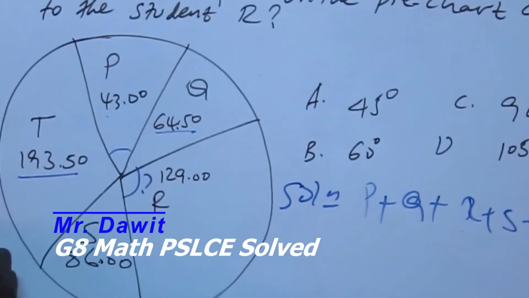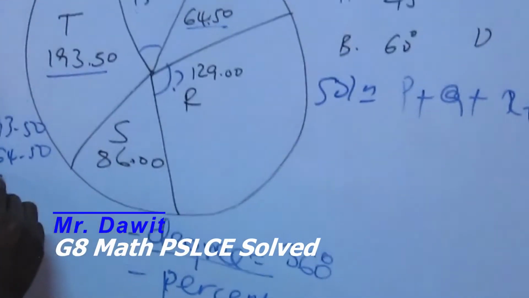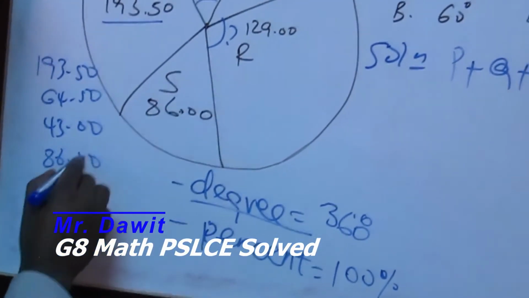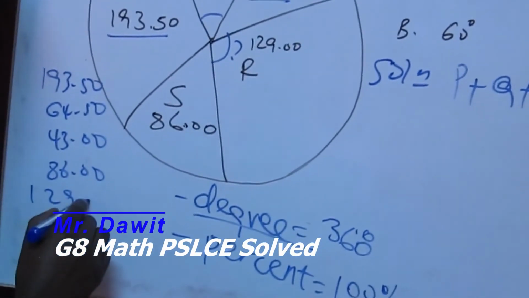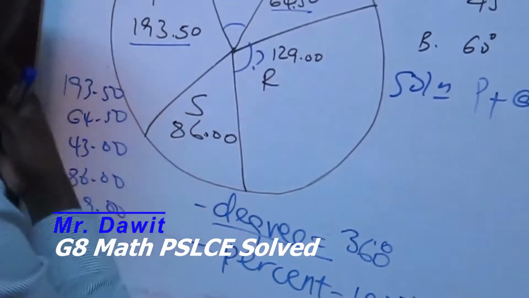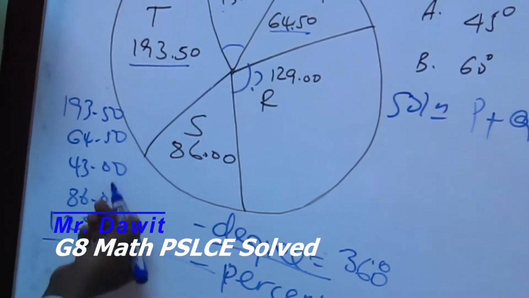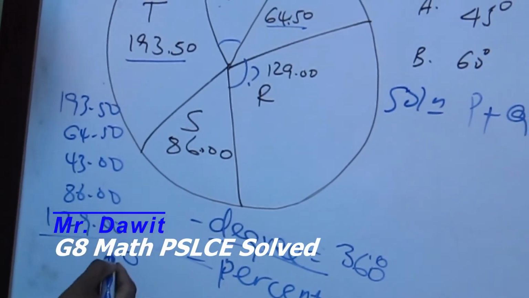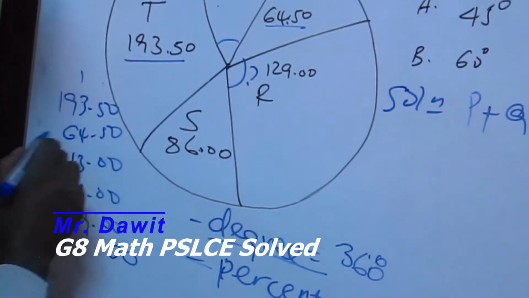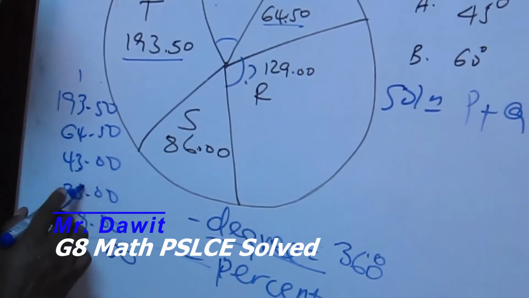Let you check it. Okay. 93.50, 64.50, 43.00, 86.00 and 129.00. Now let's add. It must become what? 560. Now 0 plus 0, 0, 0, it becomes what? 0. 5 plus 5 is 10, and the others are 0, carry 1. 1 plus 3, 4 plus 4, 8 plus 3, 11 plus 6.